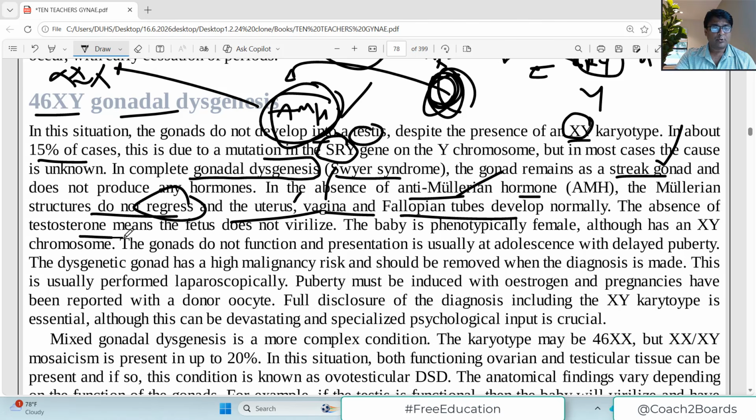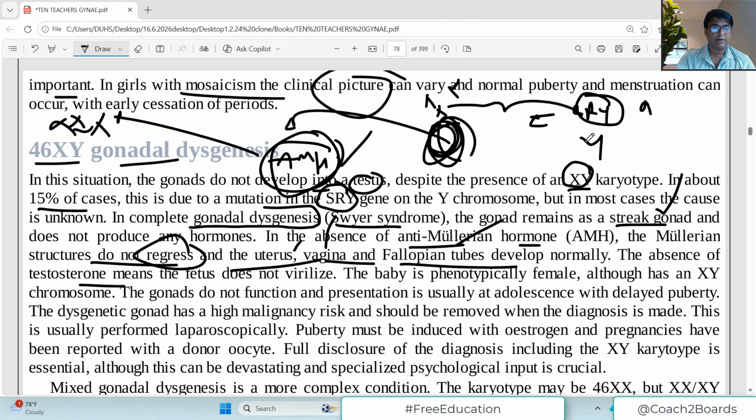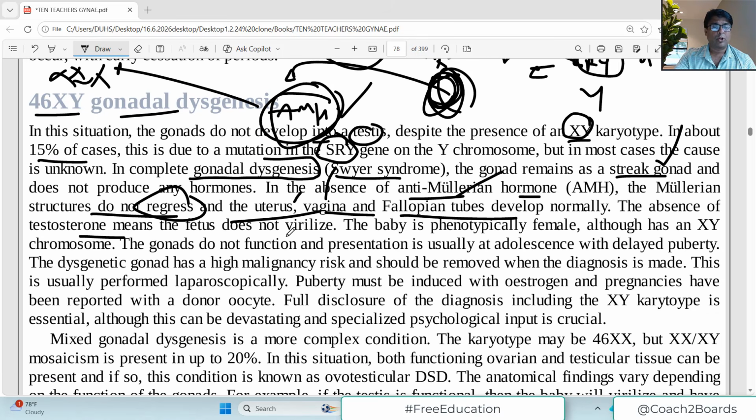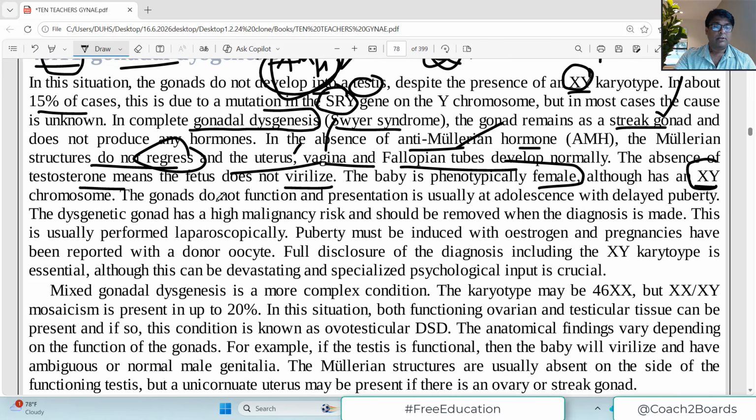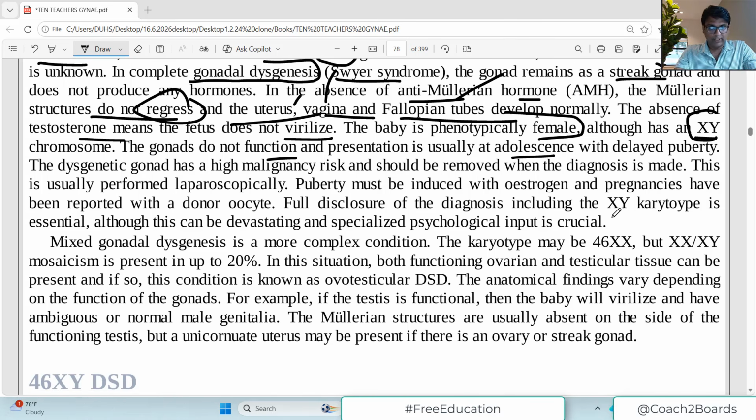The absence of testosterone, because they do not have SRY gene normally functioning, means that the fetus also does not virilize. The baby is phenotypically female, genotypically male XY, but phenotypically दिखने में appears like a female baby, but genotypically XY. The gonads do not function, and the presentation is usually at adolescence, because parents raise the baby understanding that the baby is a female baby, और फिर पता चलता है कि जी menses नहीं है. Then you start doing the investigation, do the karyotype, then you understand that the genotype is actually XY.